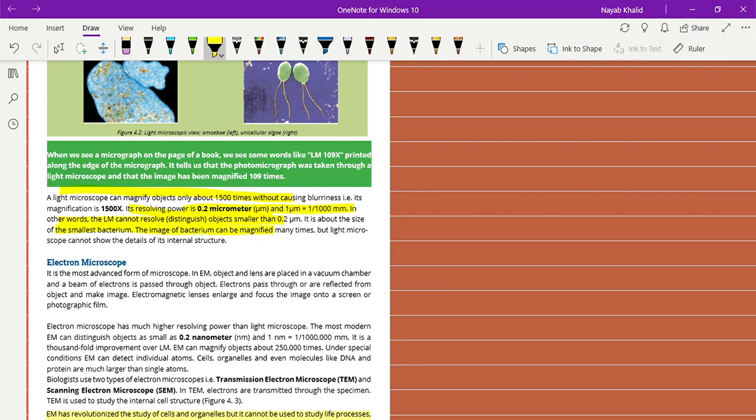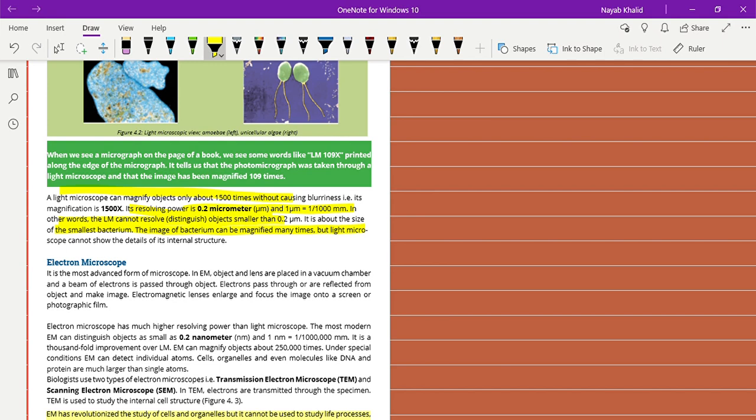The image of the bacterium can be magnified many times, but the light microscope cannot show the details of its internal structure. It is used only to magnify the specimen, and can't show the internal structure of any specimen. So that is the basic purpose of the light microscope. I hope you understand that.